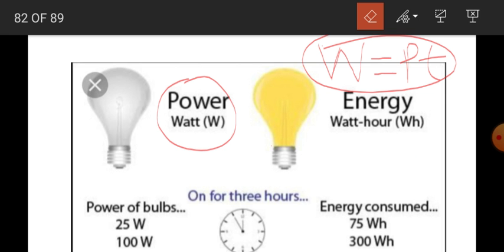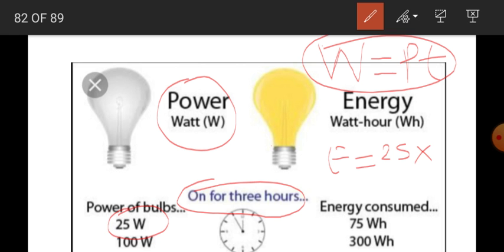So, power they have mentioned here, for example, a 25 watt bulb. If I use it for 3 hours, okay, then my energy consumed will be E for energy, power 25, how many hours? 3 hours. So, that will be 75 watt hour, isn't it?